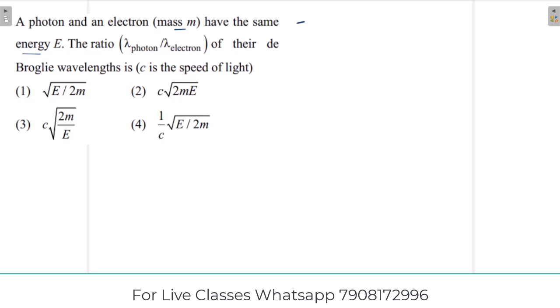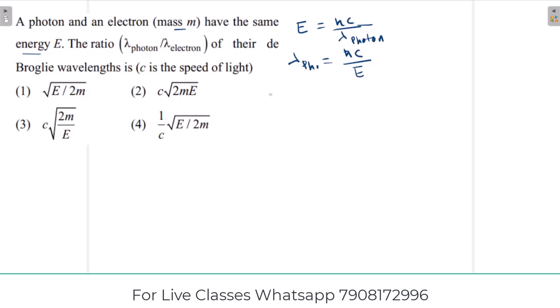wavelength of the photon, then E is equal to hc by lambda, that is hc divided by lambda photon, and so lambda photon is hc divided by E. So hc by E is lambda photon.